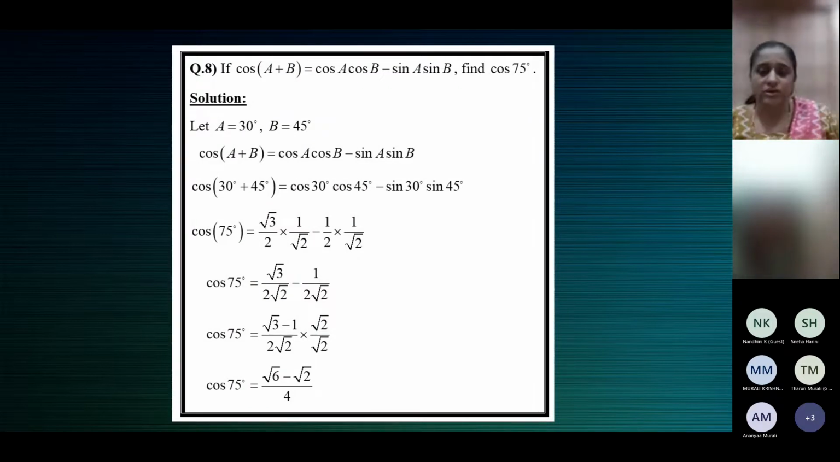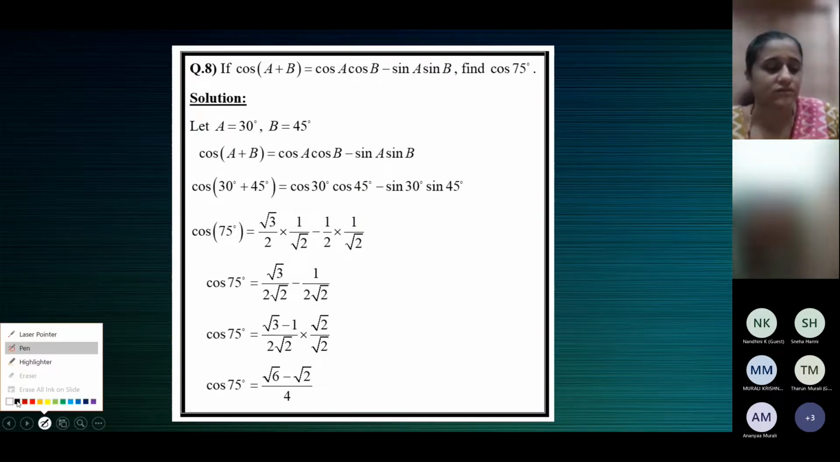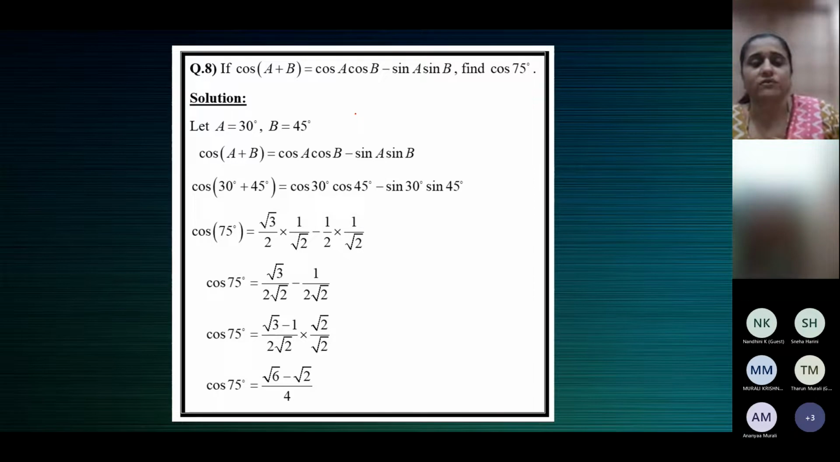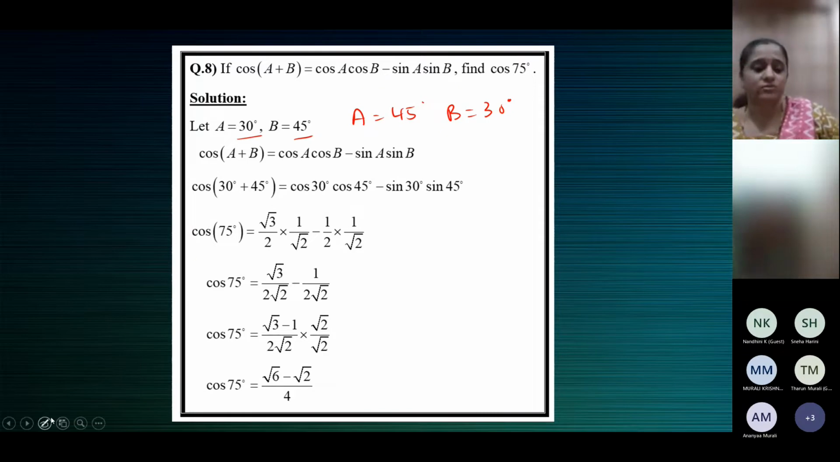Anything is fine. Now you can check it. On your screen, you can see A is 30 and B is 45. You work now with A as 45 and B as 30, so you can verify that both ways are fine. Instead of taking 30 and 45, take A as 45 and B as 30 and work it out. You will see that you'll get the same answer.